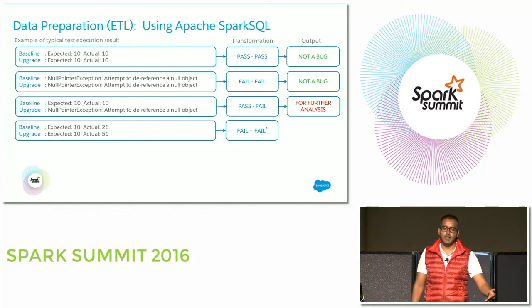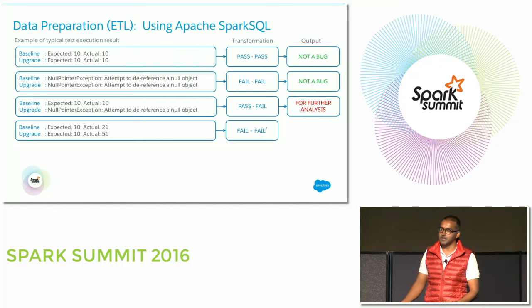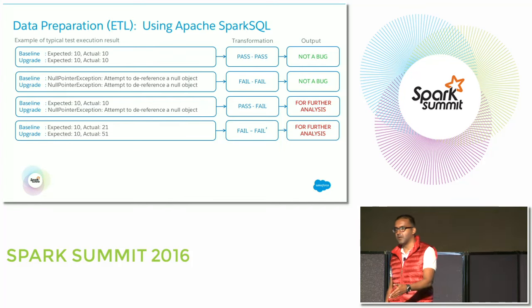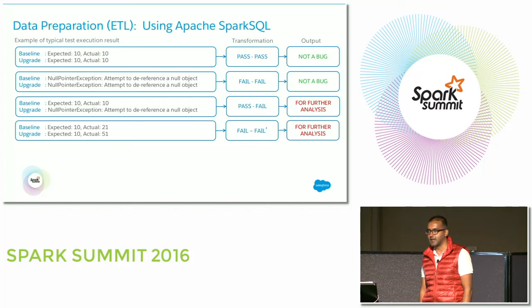It was failing earlier, but it is failing now for a different reason. So this is, again, a potential regression that we may want to take a deeper look into to see what's going on, why the test is failing for a different reason. And the transformation appropriately marks them for further analysis.